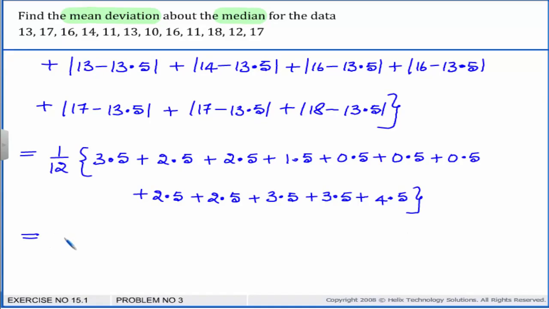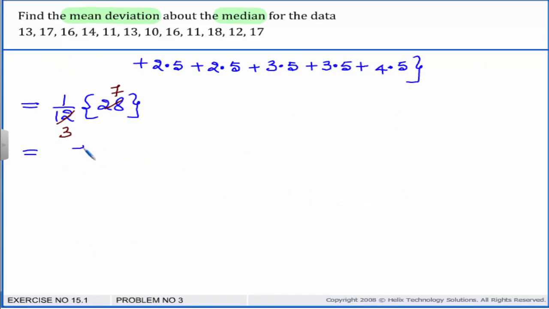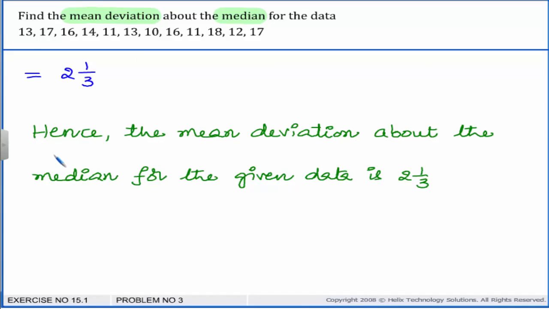So this is equal to 1 by 12 into, and adding these, you will be getting 28. So on simplifying this, you will be getting 7 by 3, or you can write this as 2 1 by 3 as a mixed fraction. Hence, the mean deviation about the median for the given data is 2 1 by 3. So this completes the solution.